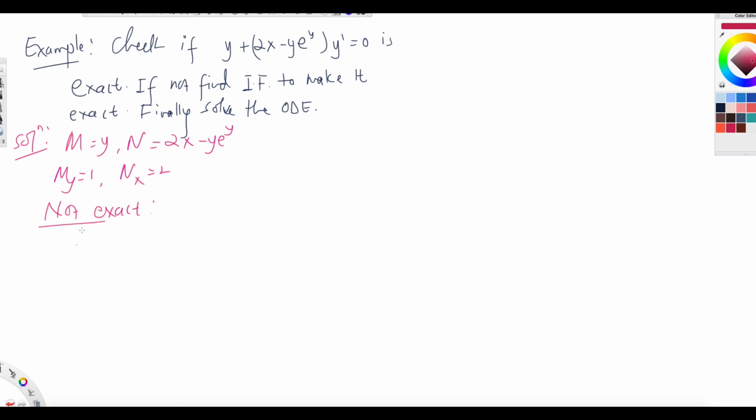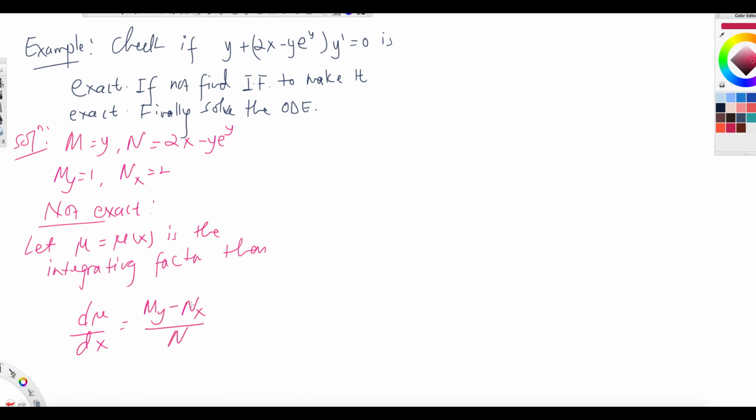Okay, so what we do next is we need to find out the integrating factor. Let mu equal mu of x. Mu is a function of x only. Let us suppose that is the integrating factor. We need to find out the value of this. Then what do we need to do? Do you remember the equation for mu when mu is a function of x only? It was d mu over dx, that is mu sub x, equals (M sub y minus N sub x) over N, times mu, right? So what do you get?